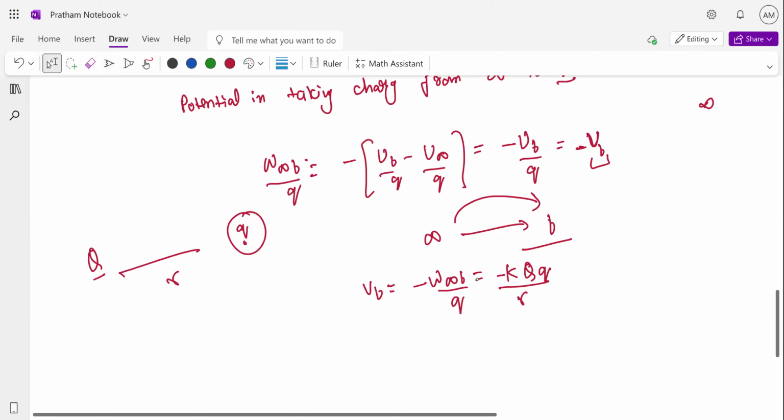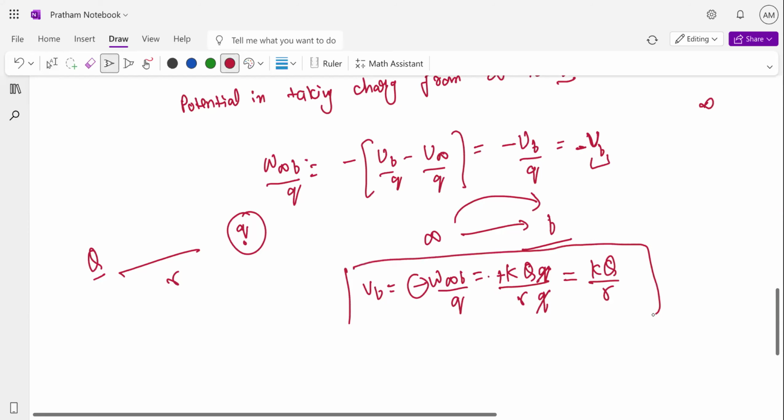This was the work that we had to do. This formula is for work done, but we have another Q also. There is one negative also, and the negative from the formula, so it becomes positive. So what you are going to get is KQ divided by R. Is that clear? Let me go back.